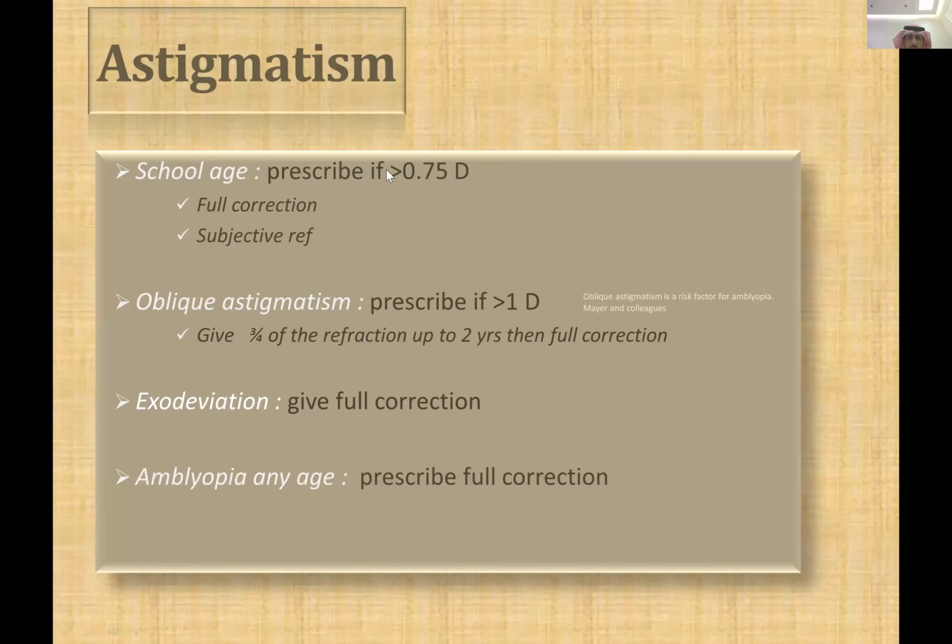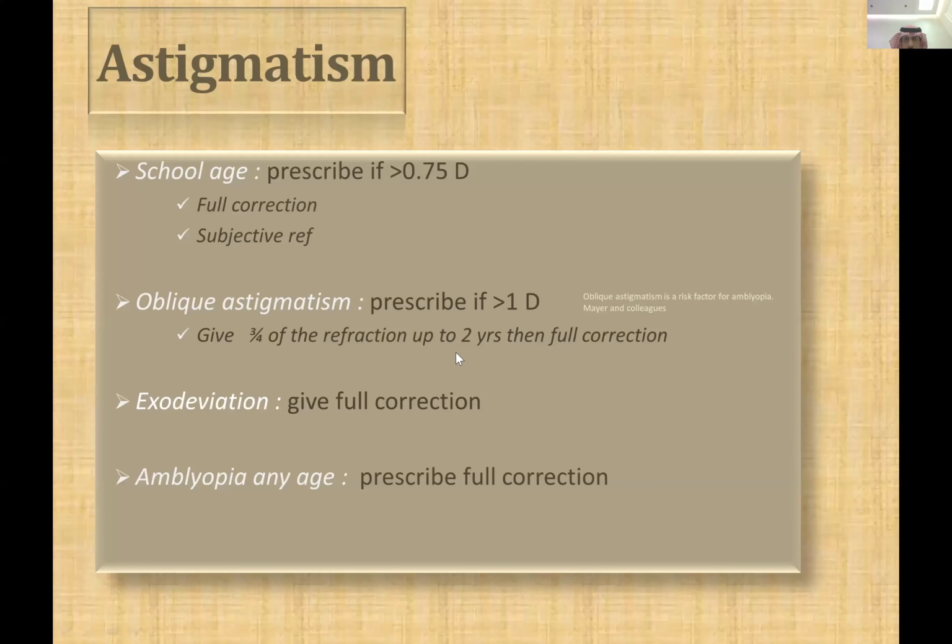In school age, most of the studies recommend to prescribe more than 0.75 diopter. You should give full correction, and also you should depend on subjective refraction. Now, this is very important. In case of oblique astigmatism, the threshold to prescribe glasses is less than other types of astigmatism. So if the refraction is more than 1 diopter, the recommendation is to prescribe the glasses, because it's an amblyogenic type of astigmatism.